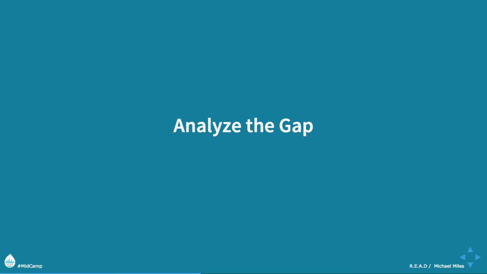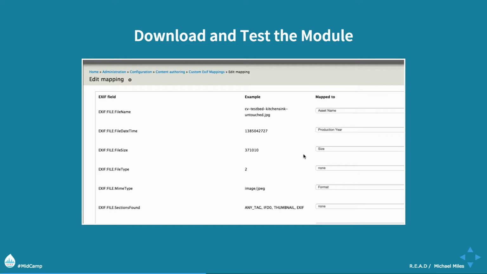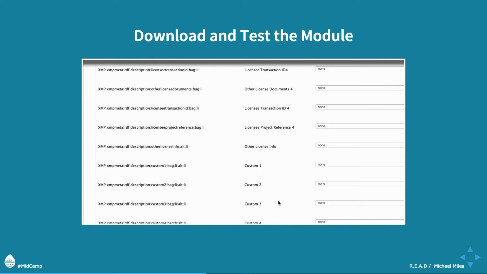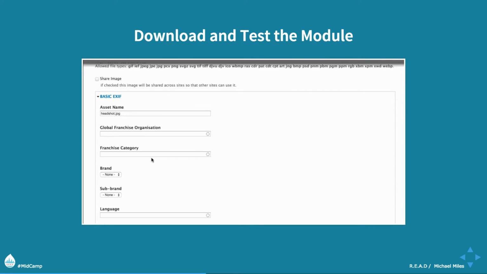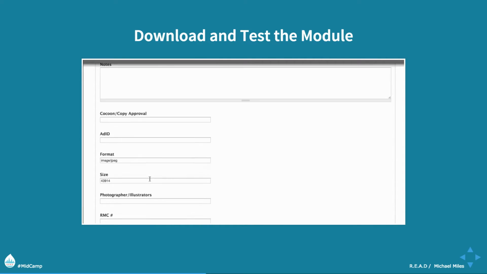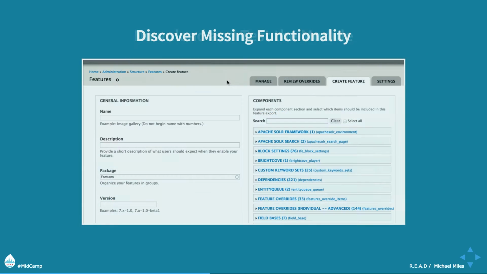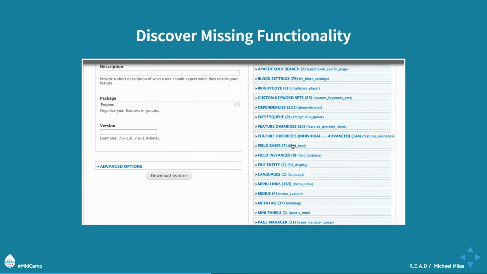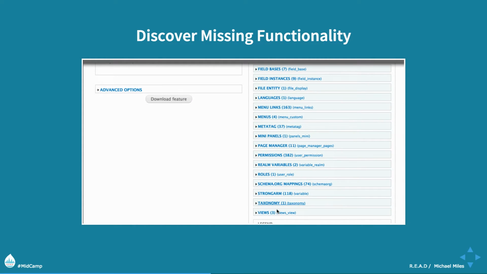So I want to analyze the gap for this module. I download and test it. I see that I can create custom mappings, like it says, between EXIF data and my file entity fields. Then when I upload a JPEG image for a file entity, it populates the EXIF data as it's present. But I discovered that there's no features functionality. I can't create a feature, and I can't export my mappings between the fields and the EXIF data.